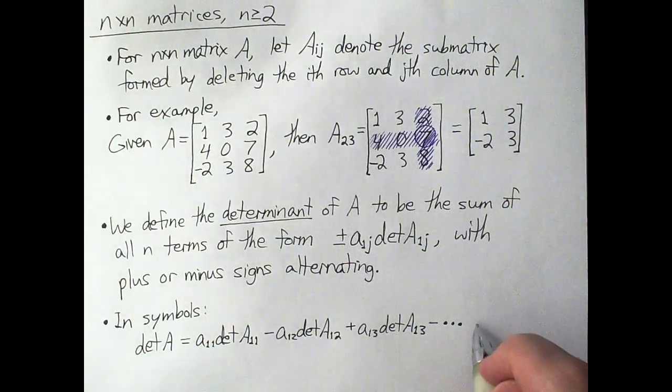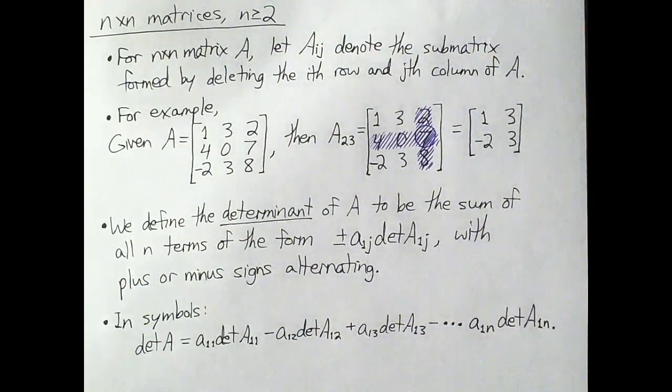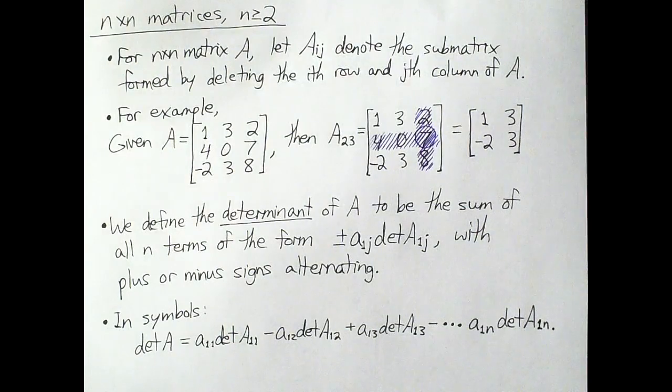Well, this was kind of a trick question. The last term gets a plus or a minus depending on the size of n. It depends if n was even or odd. So I'm just going to not put a symbol there, but it's a plus or a minus. A1n determinant A1n. This is a 1 here. All right.